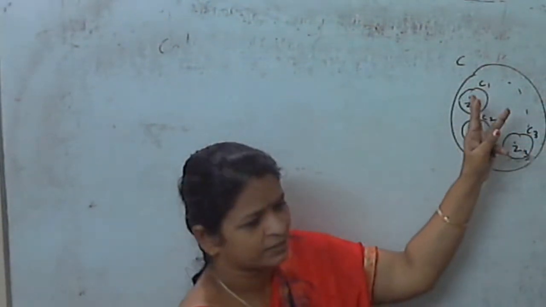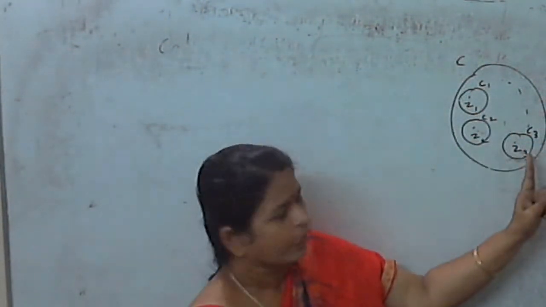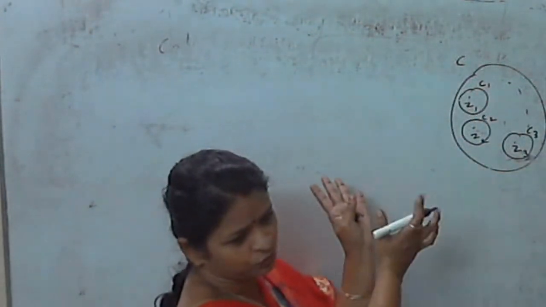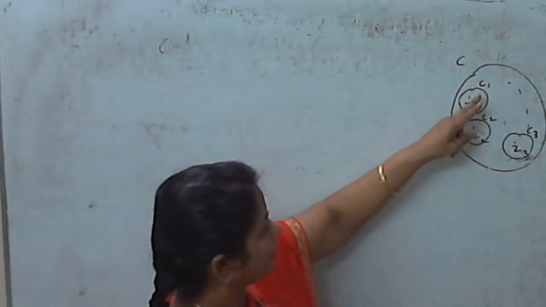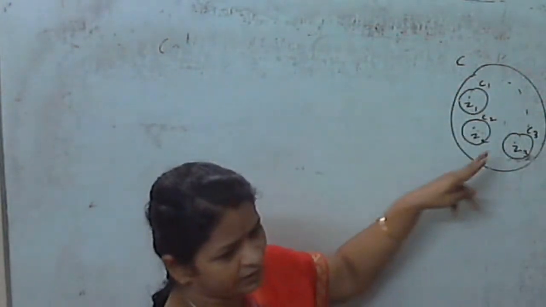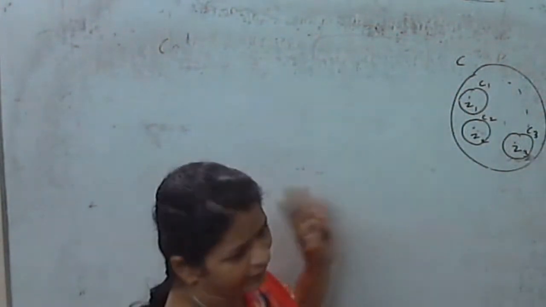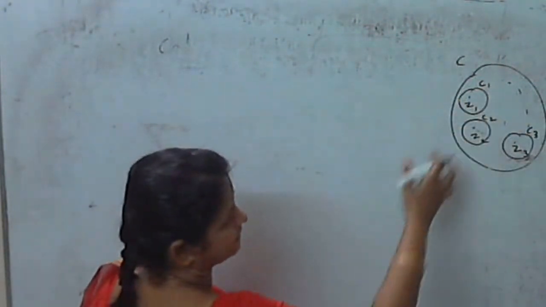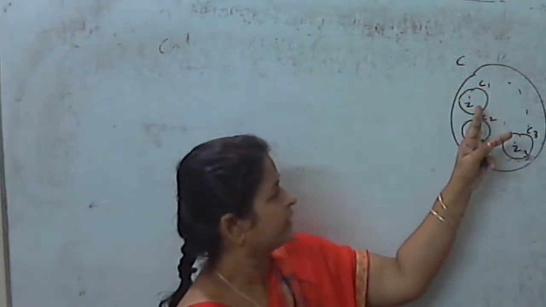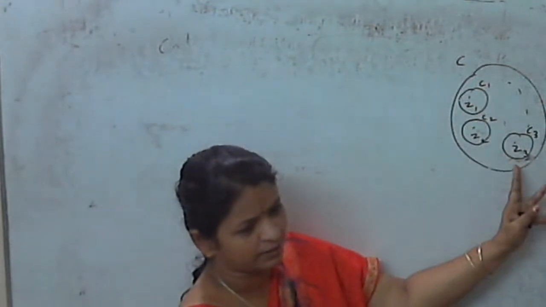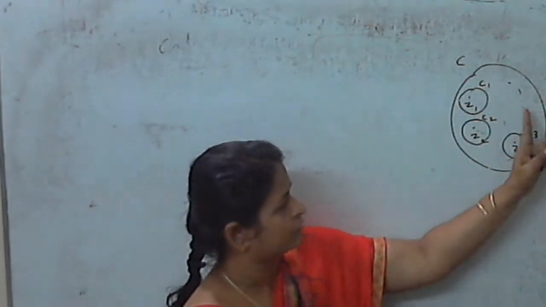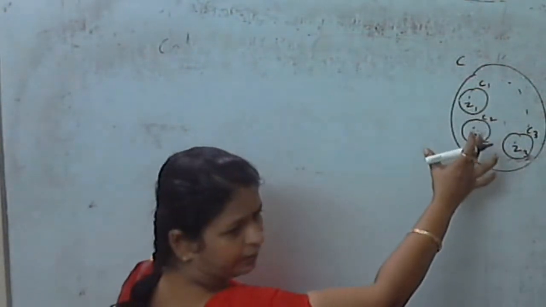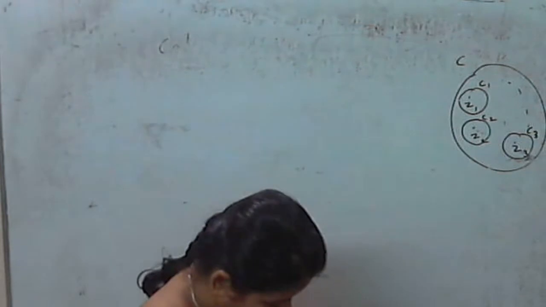So the centers of the circles should be these poles and the circles should not overlap. They should not intersect. All the circles should be entirely within the curve and they should be separated. So like this, draw the small circles C1, C2, C3. The centers of the circles C1, C2, C3 are z1, z2, z3 and so on zn. All the circles should lie entirely within the curve C.